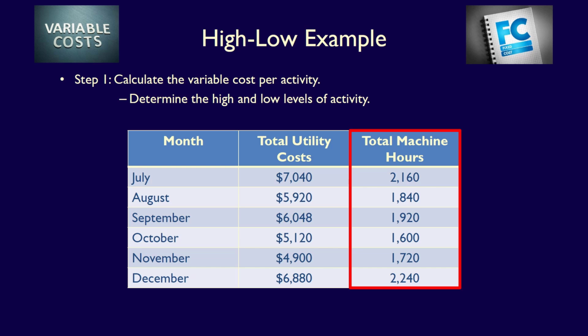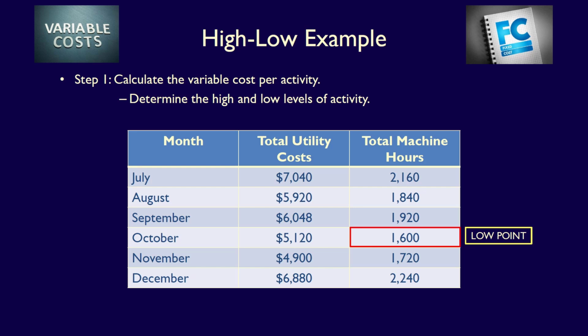For Phoenix, the activity is the machine hours because, as machine hours change, the total utility costs change, which indicates that the number of machine hours drives utility costs. Now, let's determine the high and low levels of activity. If we look at the chart and focus only on the machine hour activity, we can see that the low machine hours is in October, 1,600 machine hours. We also need to take note of the related total utility costs for October, $5,120. We now have the low level and the related mixed costs.